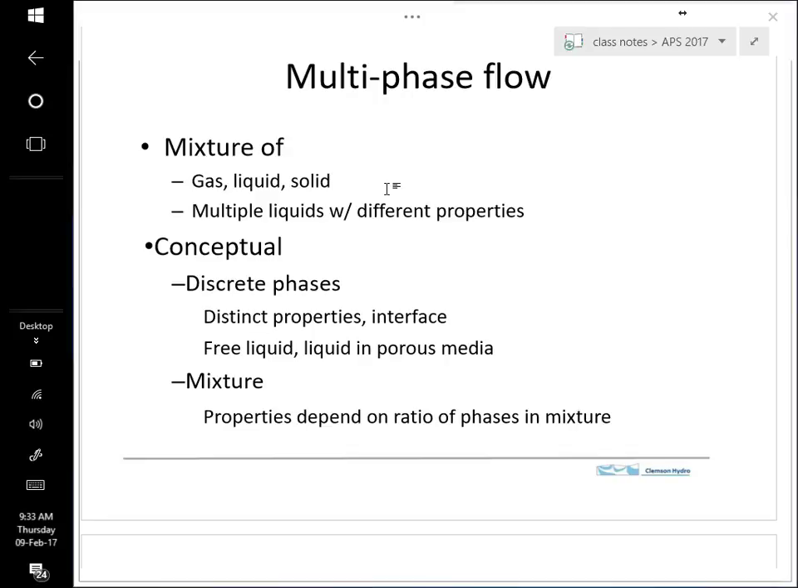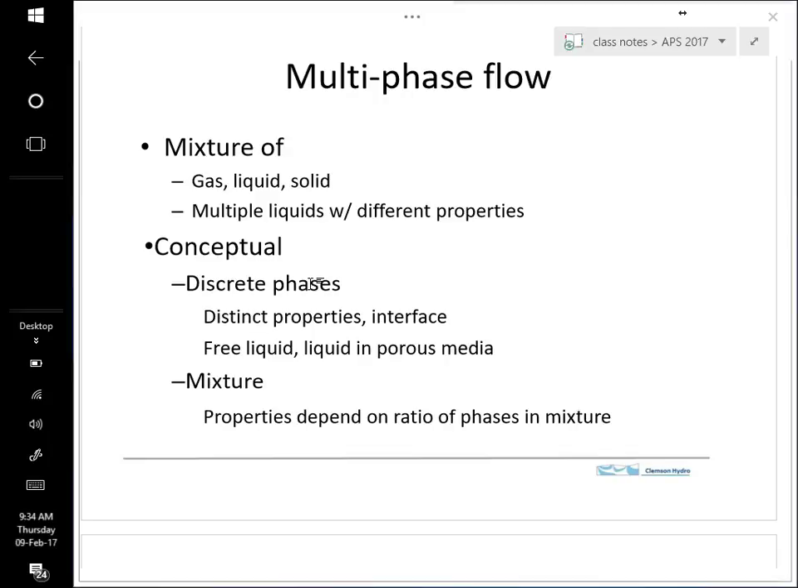So within that overview, we can think about it in two ways. We can have discrete phases. So we've got two different phases. They've got different properties, and there's an interface between them, and that's what is basically defining the important processes.